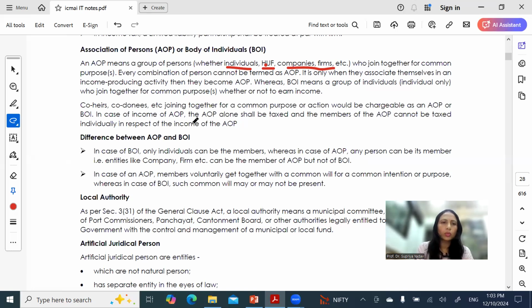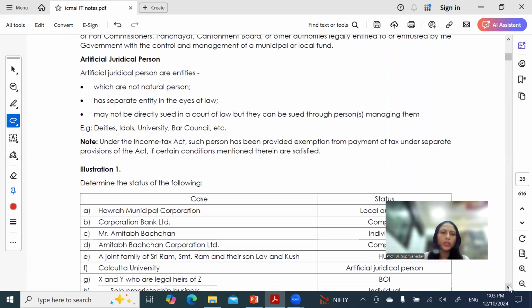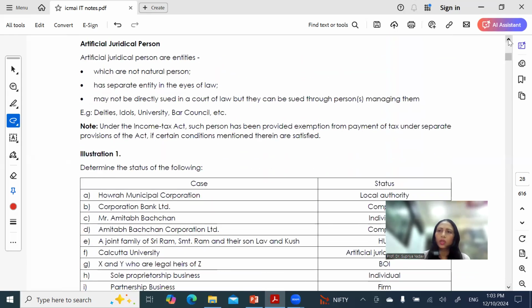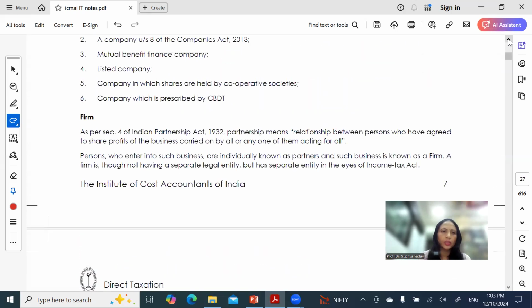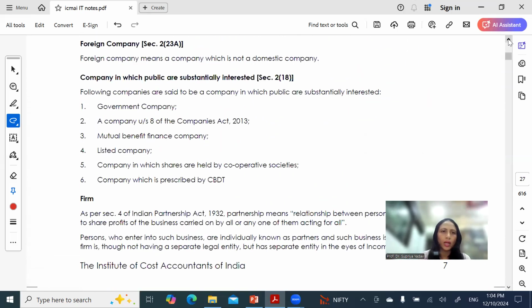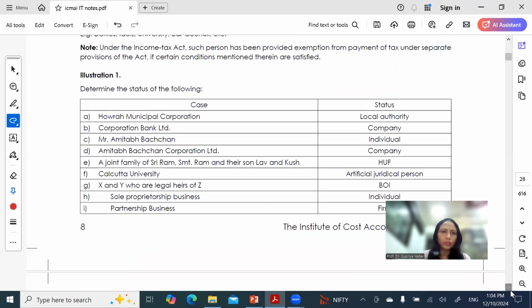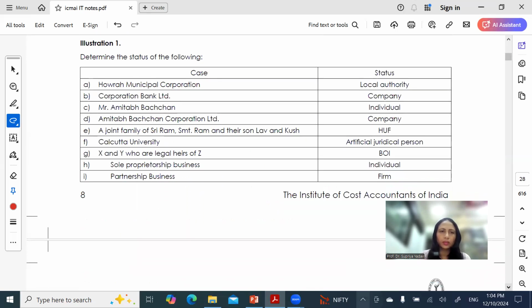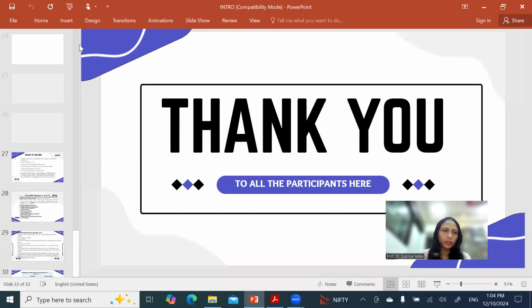And what about BOI? It is only the body of individuals. That means one or two individual persons come together and start a business. That is a BOI. Get this? So here is the difference we have. We will take this example also, but before that we will discuss these things.